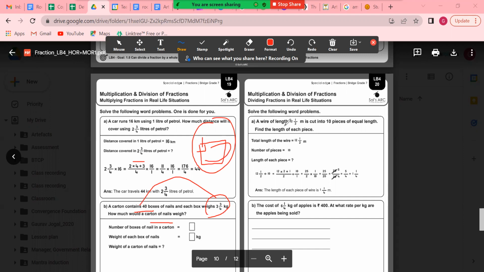If I come here, a wire of this length is cut into 10 pieces. There is a wire this long, and it is cut into 10 pieces. We have to find the length of each piece. So this is a division sum. I have to find the value of the small one. So 12 1/2 divided by 10: convert the division into multiplication and then find the answer.